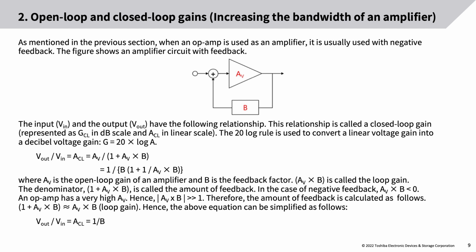AV times B is called the loop gain. The denominator, 1 plus AV times B, is called the amount of feedback. In the case of negative feedback, the loop gain is greater than 0. An op-amp has a very high AV, hence, the loop gain is much greater than 1. Therefore, the amount of feedback is calculated as follows. Hence, the above equation can be simplified as follows.